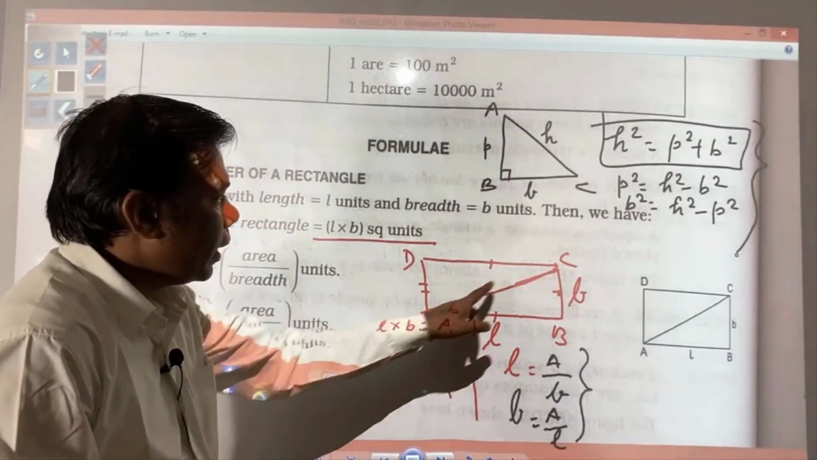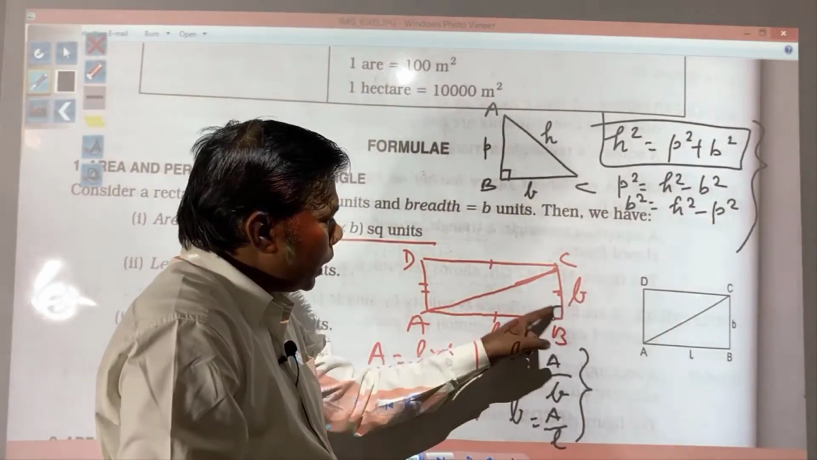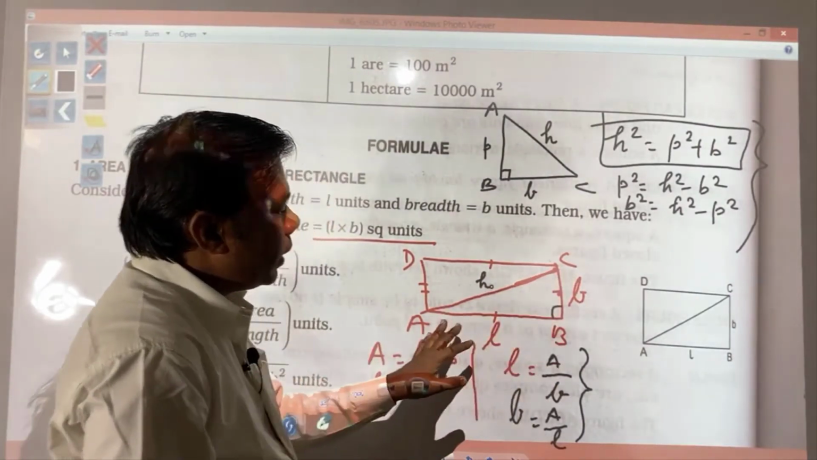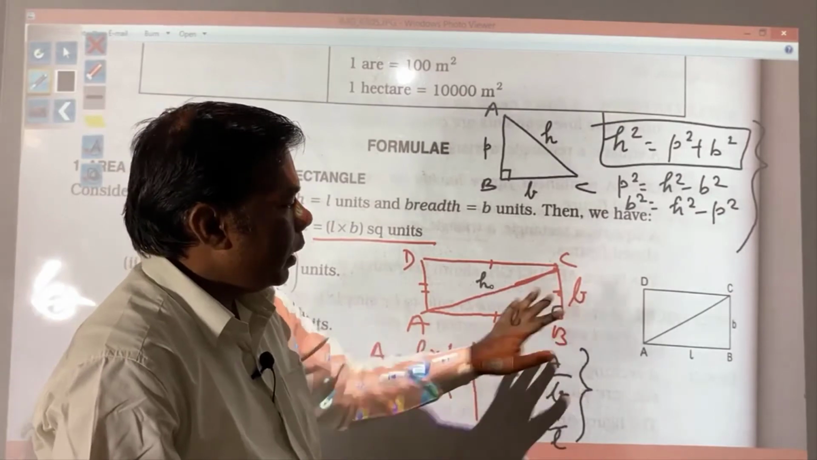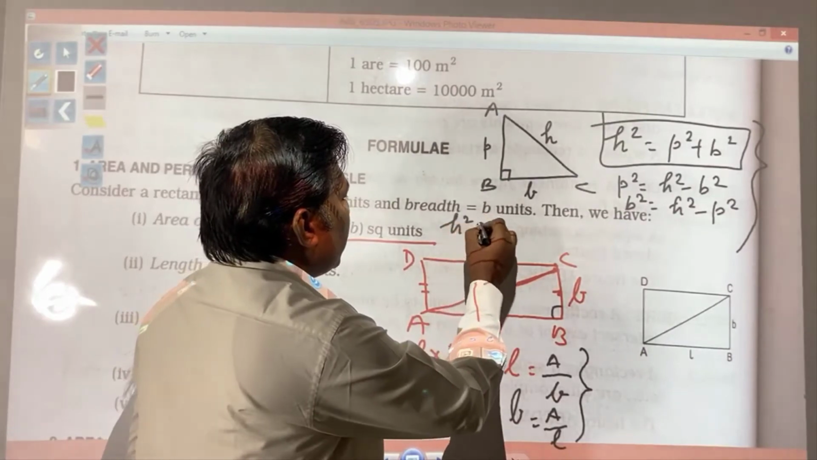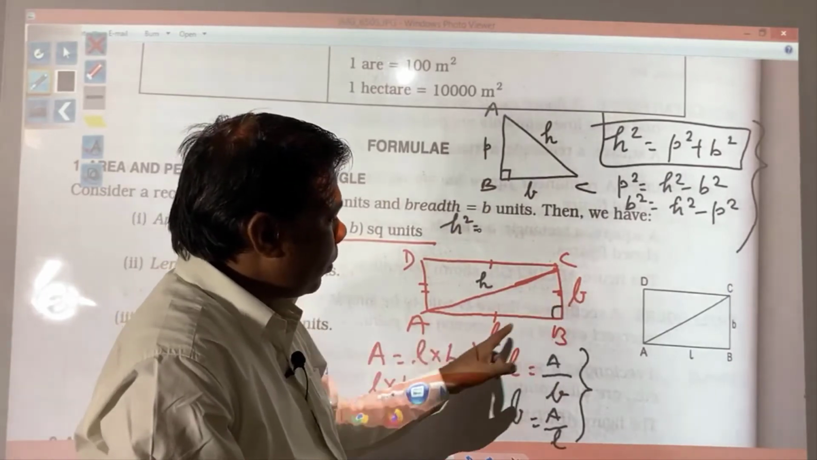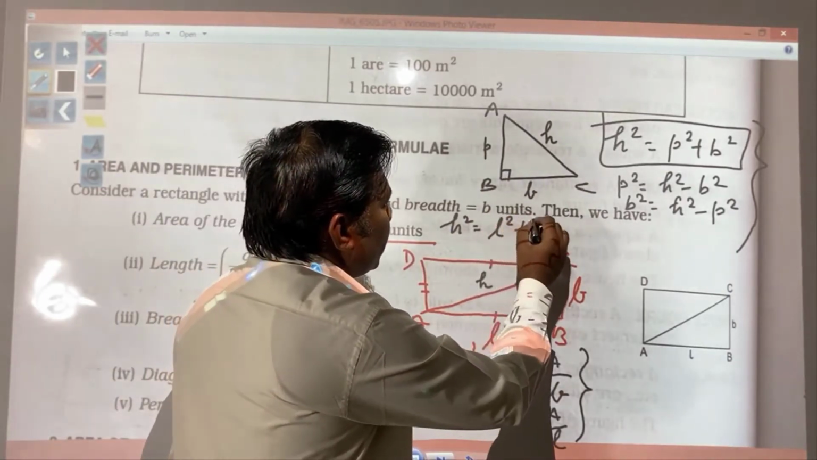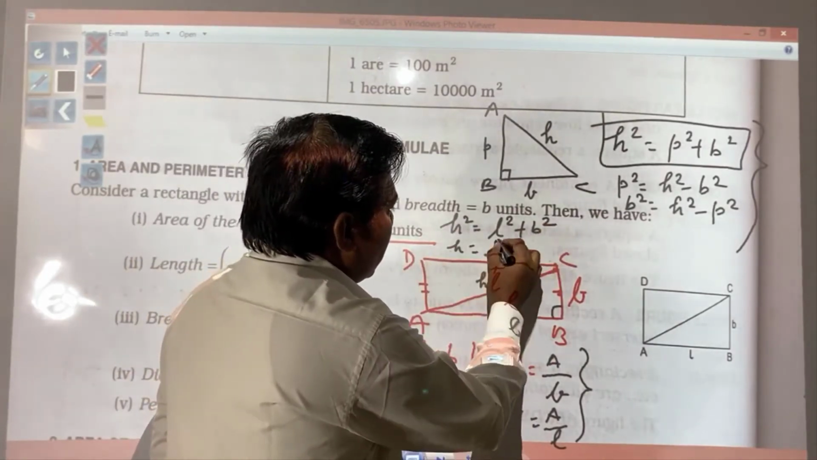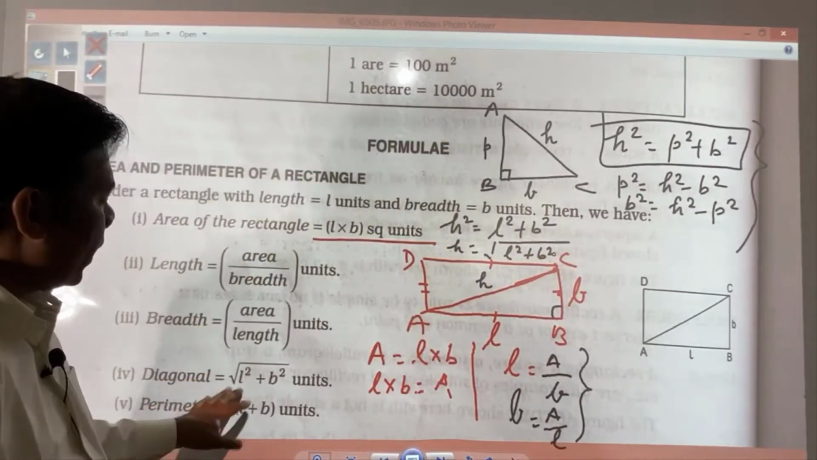Here you see, if you want to find out AC, in this case, this is your 90 degree. Opposite to this will be H, and suppose this is B and this is P. So in place of B and P, you have L and B. Now, if you want to find out the diagonal, so H square will be equal to what? As we have written, P square plus B square. So this will be B square plus L square, or L square plus B square, right? And H will be what? H will be the square root. This will be under root L square plus B square. So we have got the diagonal. Diagonal is equal to what?